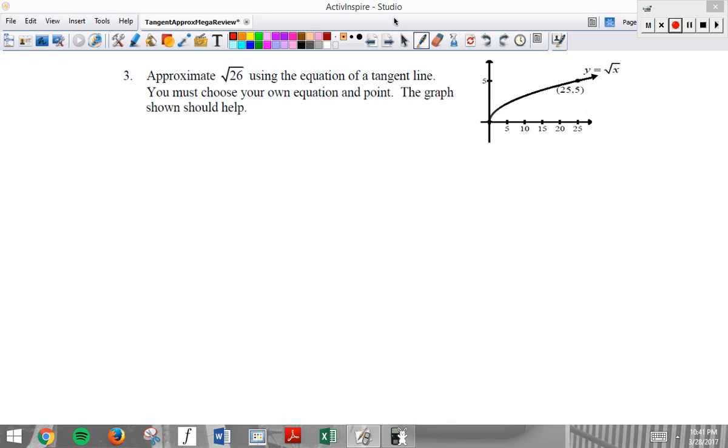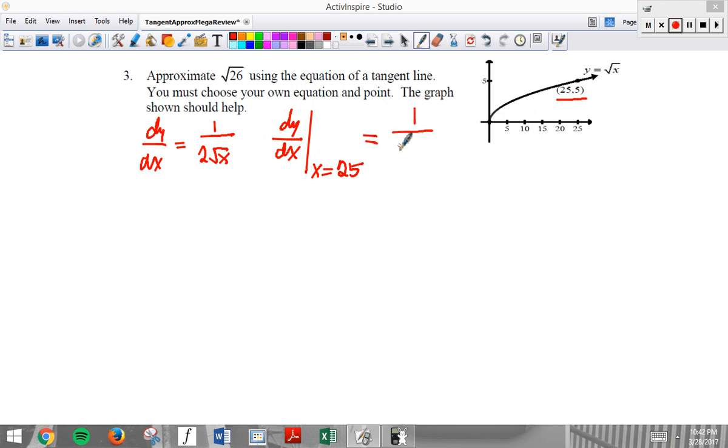Here we go. I have a point. I need a slope. dy dx. Let's change color halfway through. 1 over 2 root x. I want the slope at that point, which would be 1 over 10.